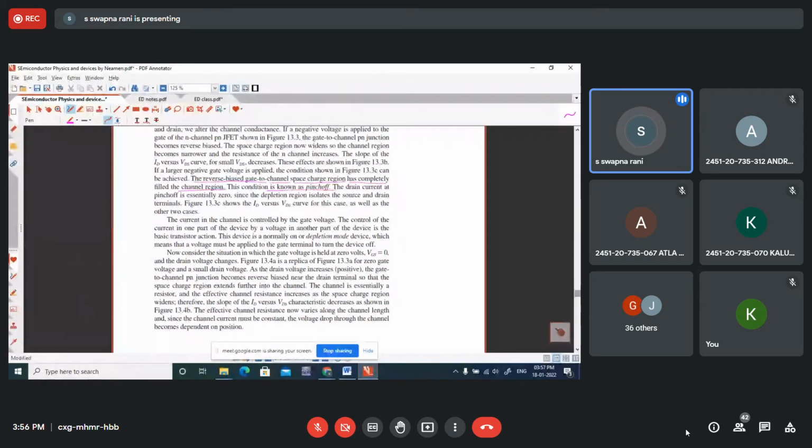So the condition when the channel is completely filled by the depletion region is called pinch off. The drain current at pinch off is essentially zero, because the depletion region isolates the source and drain terminals. Channel is completely filled by depletion regions, and that condition is called the pinch off condition. At the condition of pinch off, since there is no path from source to drain, drain current is zero. ID is zero.